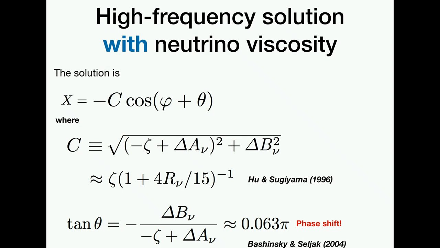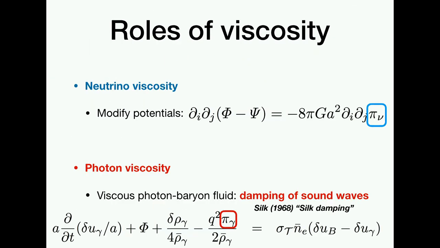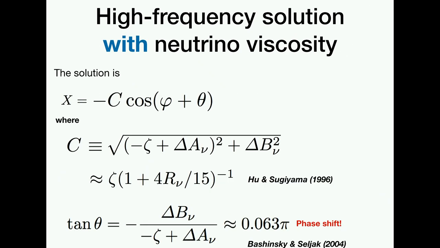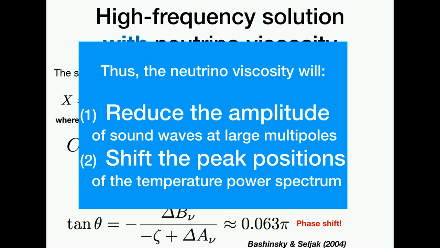They certainly affect the mean expansion history, but they also fluctuate because they free-stream too. Using this change in amplitude and change in phase shift, we can now detect fluctuations in the cosmic neutrino background without ever detecting neutrinos directly. You can see the gravitational effects of neutrinos on the cosmic microwave background. Why gravitational? Because the only thing that the neutrino does is to change the relation between phi and psi. That's gravitational. It's Einstein's equation, in fact. So neutrino viscosity will reduce the amplitude of sound waves at large multipoles and shift the peak positions of the temperature power spectrum. I'll come back to this tomorrow.